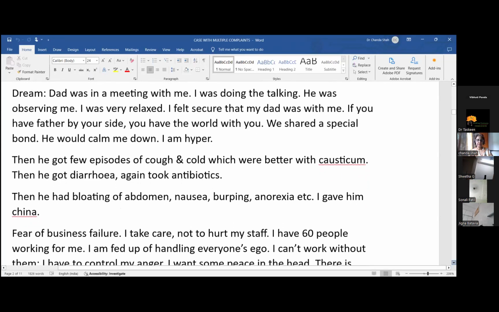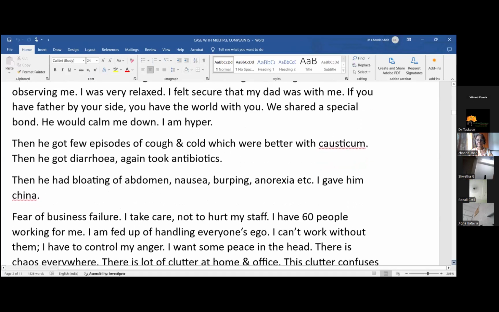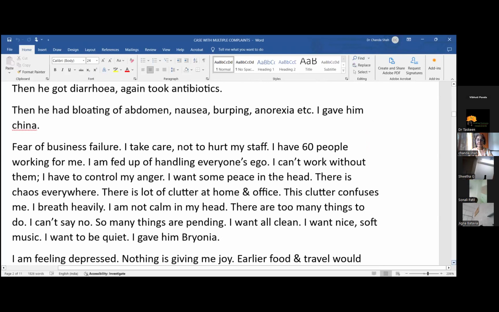Once he came, he said, "I have fear of business failure. I take care not to hurt my staff. I have 60 people working for me. I am fed up of handling everyone's ego. I can't work without them. I have to control my anger. I want some peace in the head. Now there is chaos everywhere. A lot of clutter at home and office, and this clutter confuses me. I breathe heavily. I'm not calm in my head. There are too many things to do. I can't say no. So many things are pending. I want everything clean. I want nice, soft music. I want to be quiet."